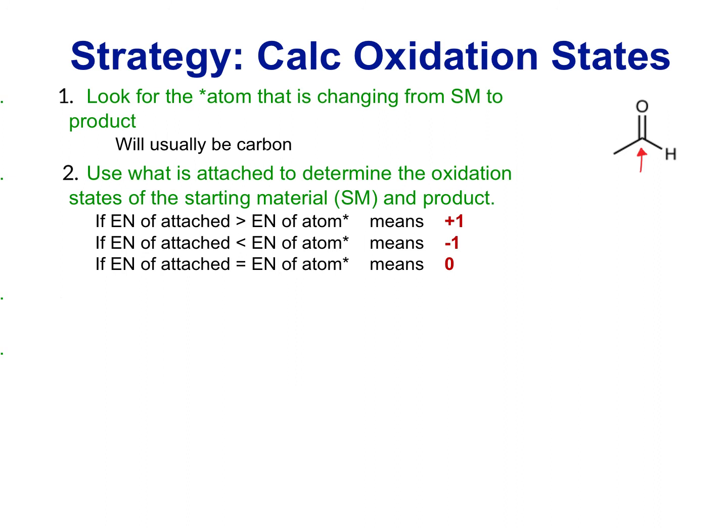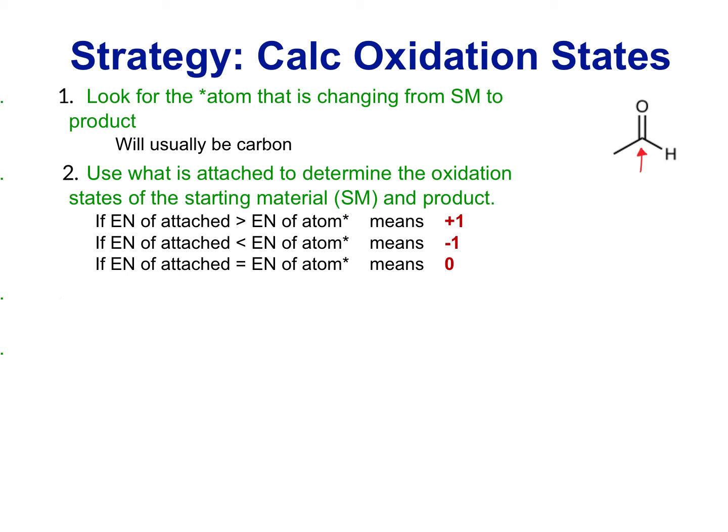The next thing we're going to do is see what's attached to the atom we're looking at, and then determine the oxidation state based on the electronegativities. If the electronegativity of the thing attached to the atom is greater than the electronegativity of that atom, for example carbon in this case, then we're going to give it a +1. If the electronegativity of the attached thing is less than the electronegativity of the key atom, which is the carbon, that means -1. And if the electronegativity is equal, for example if it's the same element, then that means it's going to be 0.